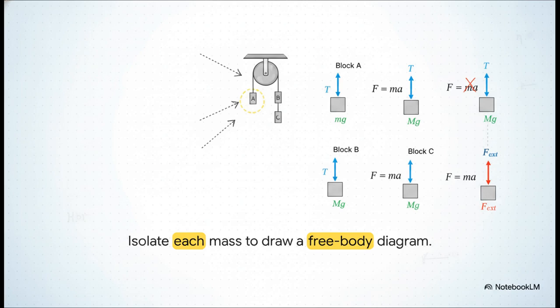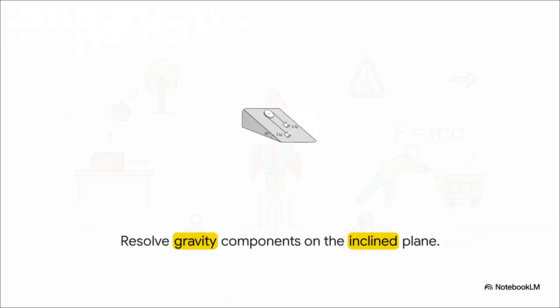You draw the tension pulling up on block A and gravity pulling down on block A. You set up F equals ma for block A, then you do it all over again for blocks B and C. And what about inclined planes? When you're dealing with these setups, you need to immediately isolate the components of gravity. The force of gravity pulls straight down, but you've got to resolve it into vectors parallel and perpendicular to that slope. You apply the F equals ma equation to each mass individually, track the tension forces connecting them, and solve the simultaneous equations to find the entire system's acceleration. It is all about breaking complex systems down into individual, manageable pieces using Newton's rules.